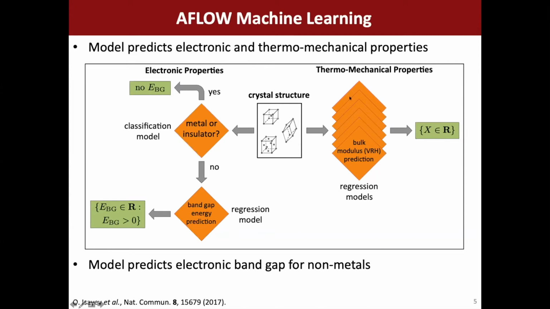Then for these other materials, these thermal and mechanical properties, it predicts, again, a set of regression models for things like bulk modulus, shear modulus, Debye temperature, heat capacity, and so on.